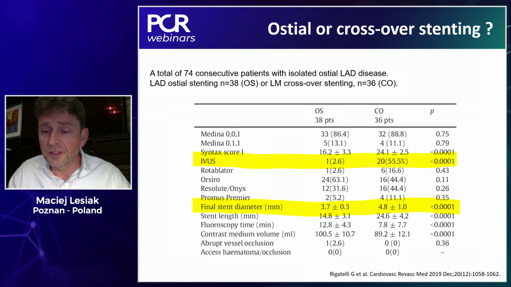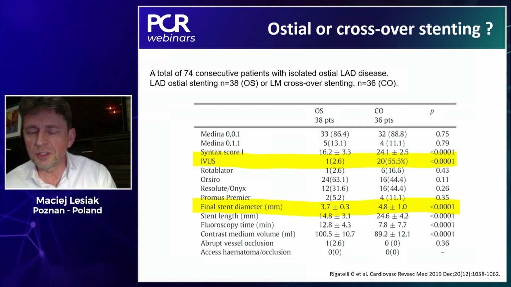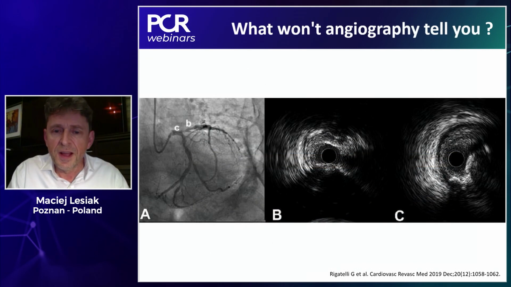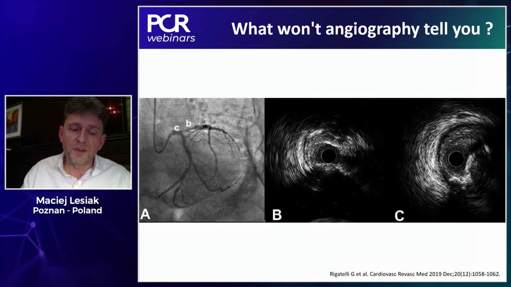But a few years later, another study was published, and the authors observed 74 consecutive patients treated for ostial LAD with either just ostial stenting, 38 patients, or left main crossover. Interestingly, IVUS was used in 50% in the crossover group, but only in one patient with just ostial stenting. And of course, the stent diameter was larger for crossover because they post-dilated. They did a POT in the left main. What they found, and this is really very important, is that angiography will not tell you about the real plaque morphology. IVUS revealed a significant extension of the plaque towards the left main in as many as 86% of patients. So it really occurs very, very often.